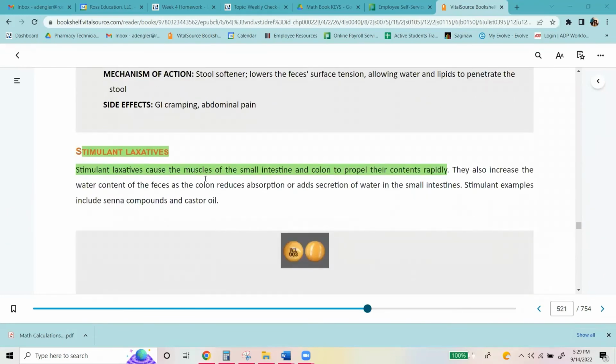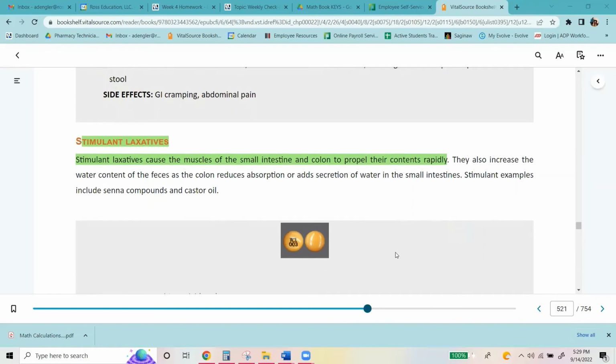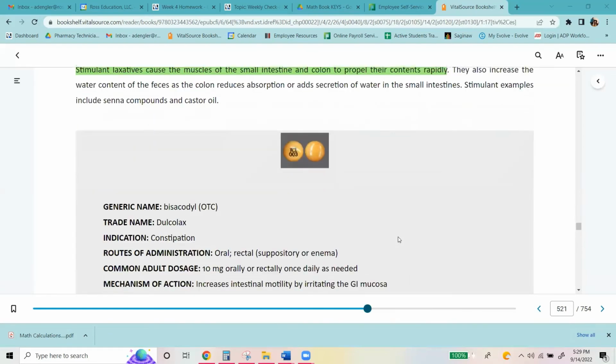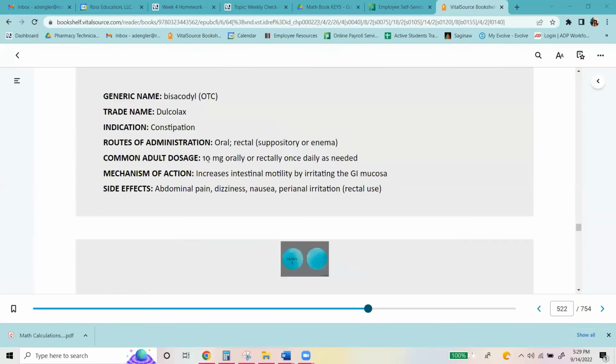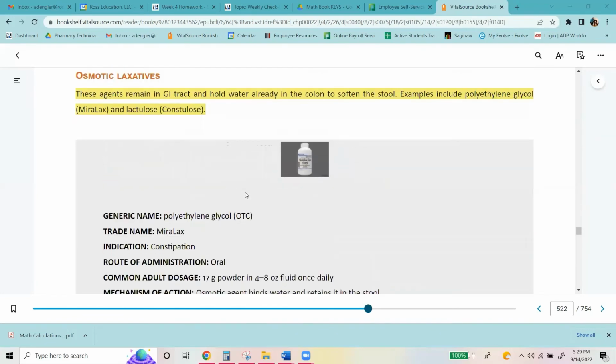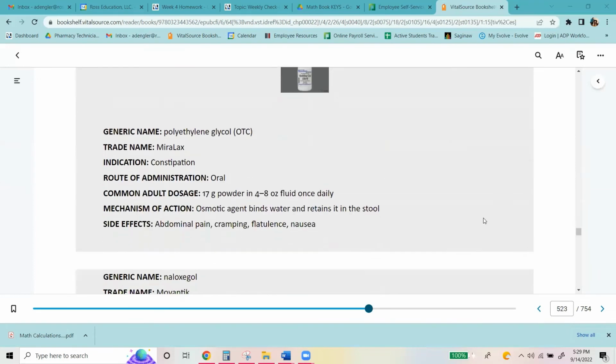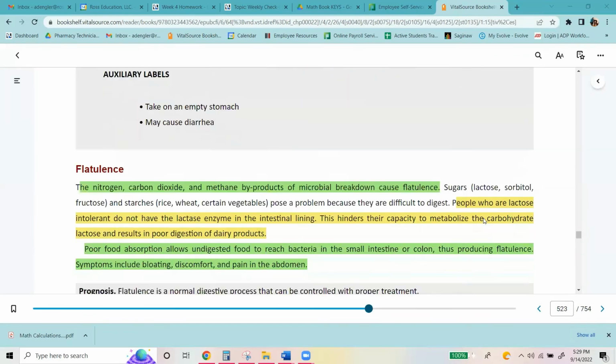Stimulant laxatives cause the muscles of the small intestine and colon to propel their contents rapidly. So like Dulcolax, Senna. Osmotic laxatives like Miralax and Lactulose are agents that remain in the GI tract and hold water already in the colon to soften the stool.